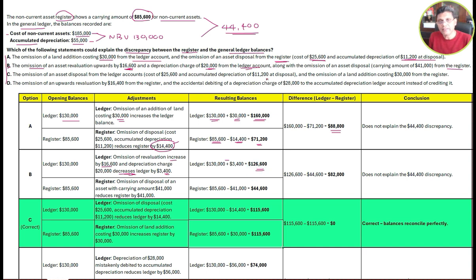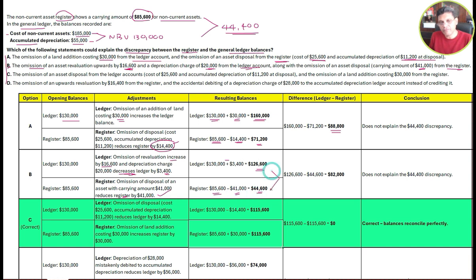On the other hand, the omission of an asset disposal, the carrying value was 41,000 from the register. So from the register, they have omitted the disposal of an asset. So they have overstated the register balance. Therefore, the register balance will reduce by 41,000 once it is corrected. So the current balance is 85,600. Once you deduct this 41,000, it will be 44,600.